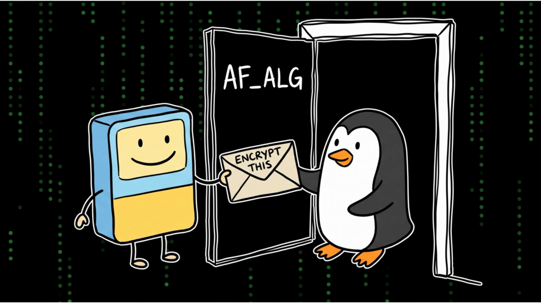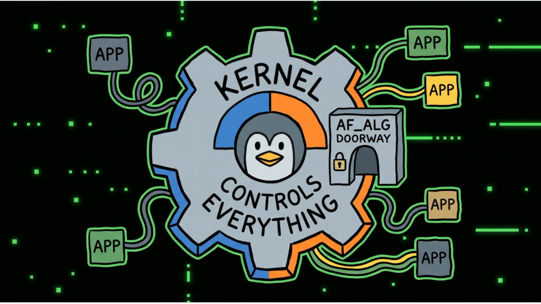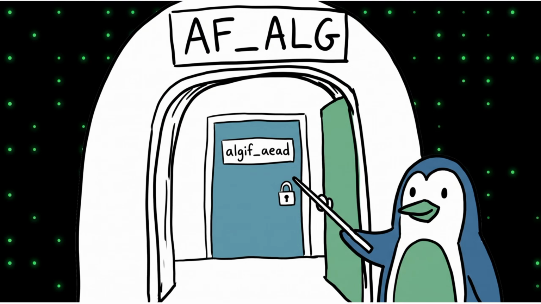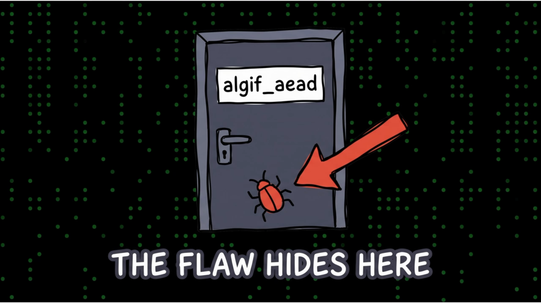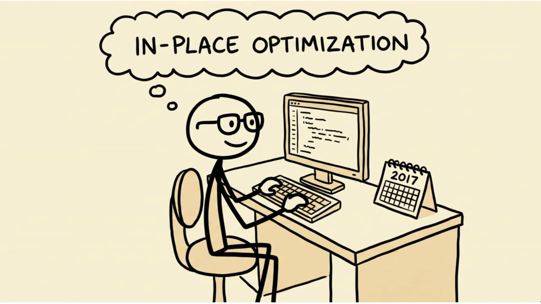Your Linux system has a feature most people never think about. It's called AF_ALG. Think of it as a doorway that lets normal programs ask the kernel to do cryptography for them. Encrypt this, hash that. It's useful, and it's built right into the kernel, the core of the operating system that controls everything. Inside that doorway lives a smaller piece called algif_aead. That's the part that handles a specific kind of encryption, and that's where the flaw hides.